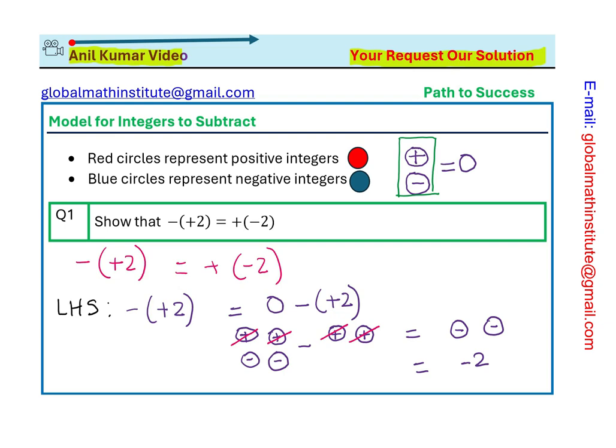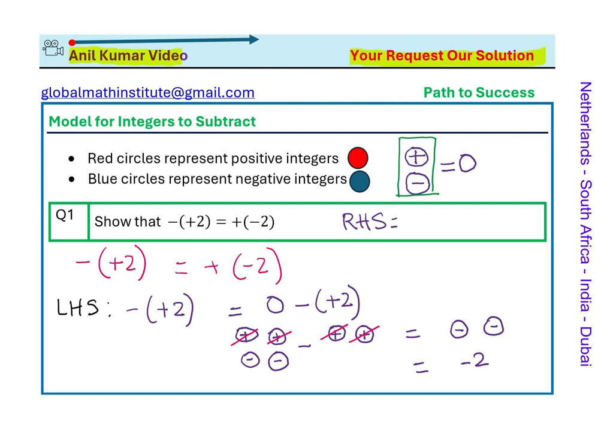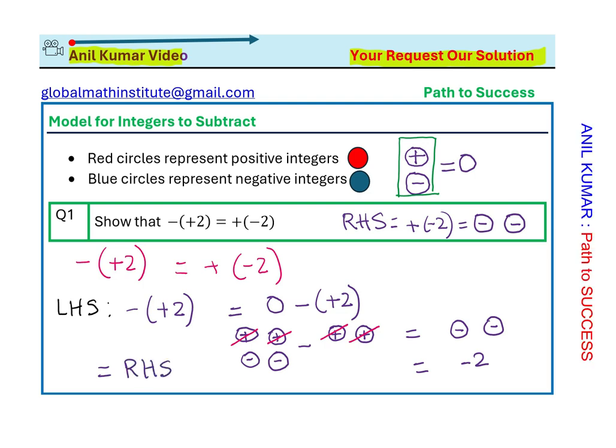The right hand side is plus of minus 2, which means minus 2, that is, two negative counters. So we are left with two negative counters, and that is how we show that the left hand side is equal to the right hand side. I hope the concept is clear to you. We'll take up another example to make it absolutely clear.